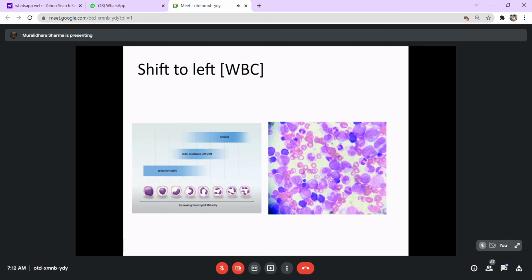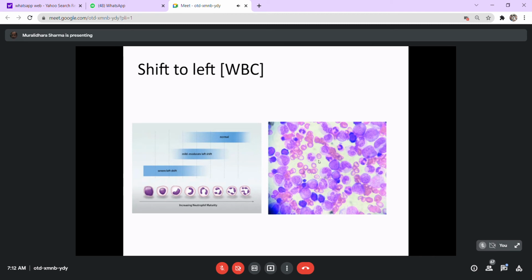Whenever there is a shift to the left, what you see in the peripheral smear is multiple WBCs at either the myelocyte stage or the metamyelocyte stage, where the nucleus of the WBC is still not lobulated. There are very few lobulated WBCs, and even then the lobulation is less, only 2 lobes. WBCs with 4 or 5 lobes are virtually not seen in the smear. Then we say that there is a significant shift to the left. So the diagnosis is an increased destruction of WBCs.